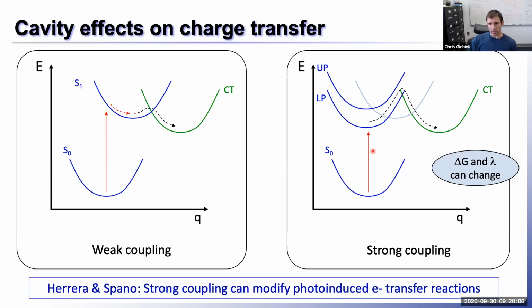In the strong coupling regime, there's two things that change. One, the driving force changes because of the energy splitting from the bare excitation to the upper and the lower polariton. But at the same time, you can also enter what's known as the Polaron decoupling regime, which effectively changes the reorganization energy. In this regime, instead of undergoing this nuclear reorganization going into the first excited state, the Polaritons essentially inherit the nuclear configuration of the ground state.